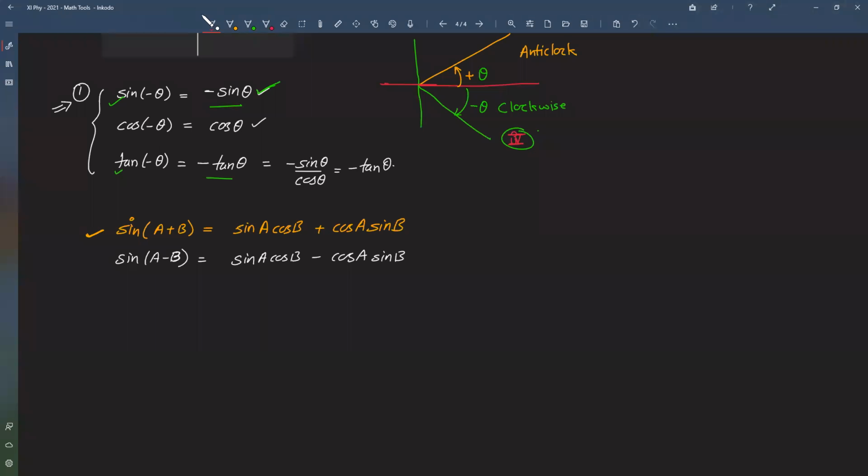Are you all aware of this formula? Most of you? Yes, sir. If you are already doing math, you must have come across this formula earlier.